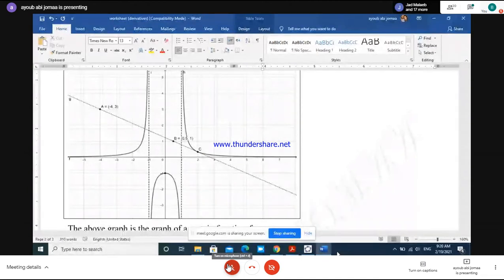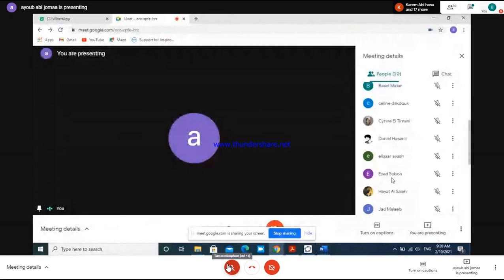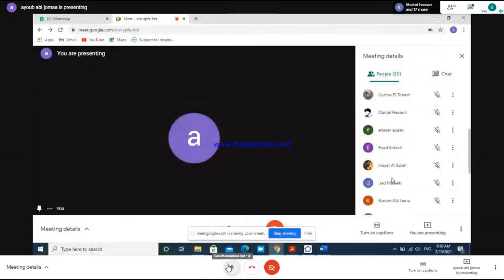Five. What are the equations of these vertical asymptotes? Would like to answer? Daniel?